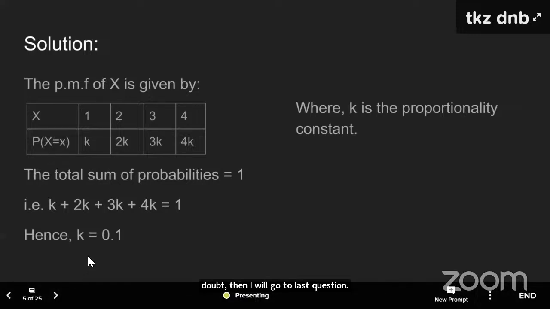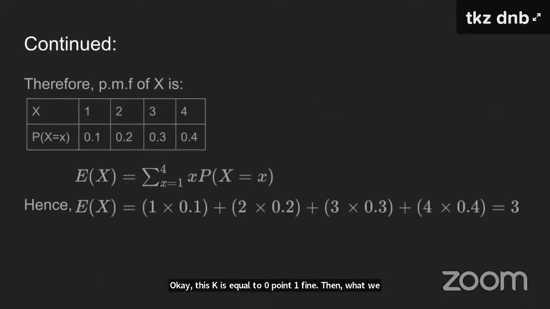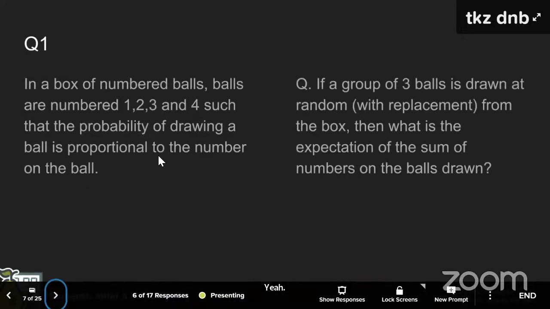This K is equal to 0.1. Then we have to find the expectation of the number. So you just put the formula, and you have the values of probability of X equal to 1 as 0.1, 0.2, 0.3. Then your expected value is 3. Fine. The next question.